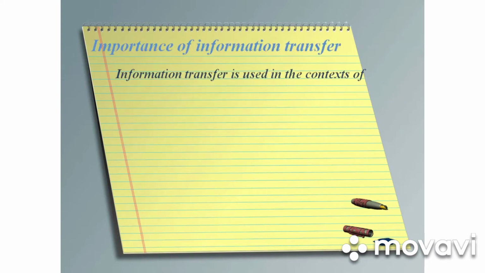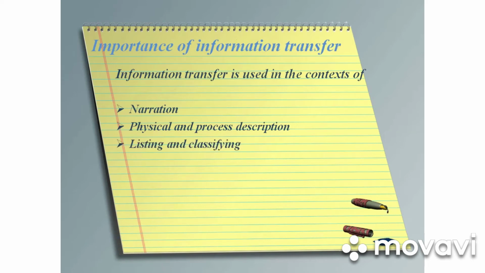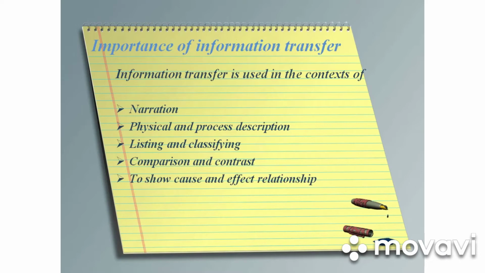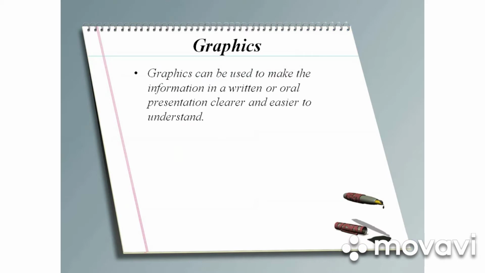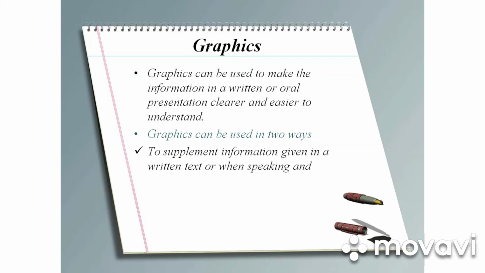Importance of information transfer. Information transfer is used in the context of narration, physical and process description, listing and classifying, comparison and contrast to show cause and effect relationship, and generalizing from numerical data. So first, graphics. Graphics can be used to make the information in a written or oral presentation clearer and easier to comprehend. Graphics can be used in two ways: to supplement information given in a written text or when speaking, and as alternative modes of presenting information.